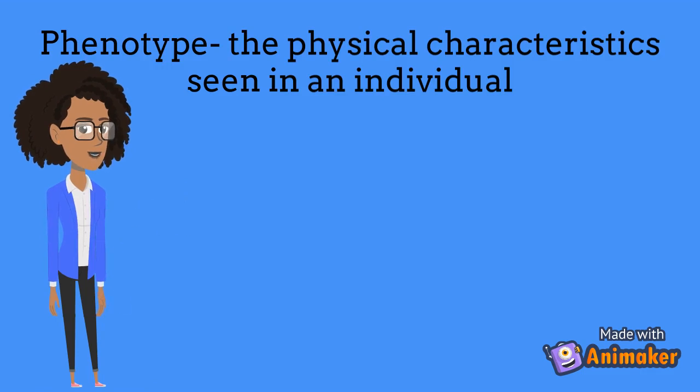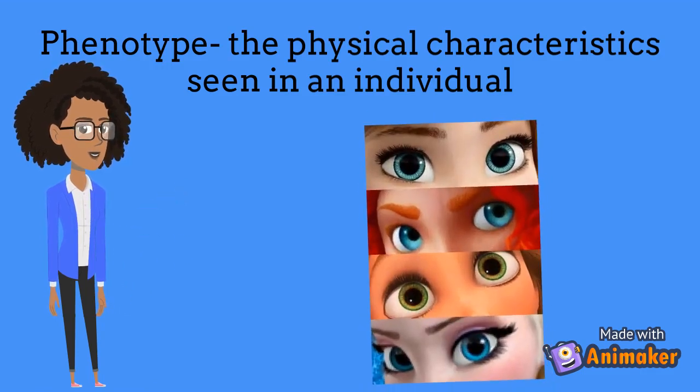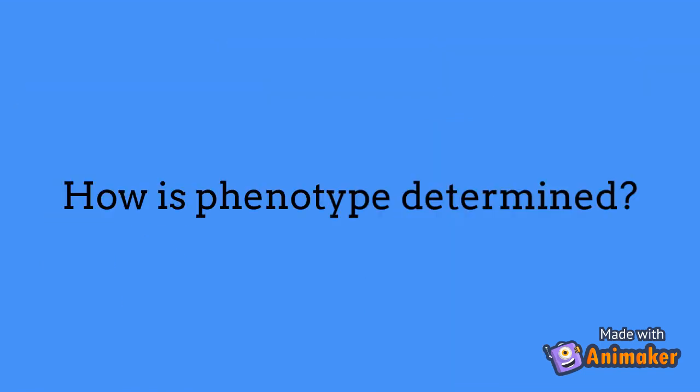Phenotypes are the characteristics that can be physically seen on an organism. So, using the example of eye color again, eye color is something that can be physically seen by others and is therefore a phenotype. Your phenotype is determined by the genes that you got from your parents.